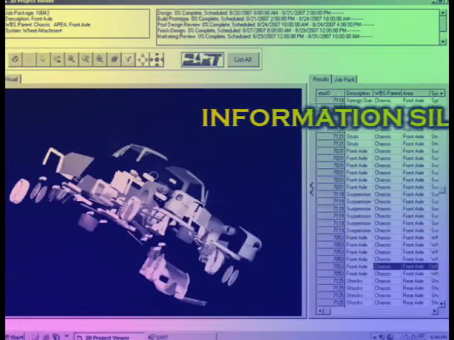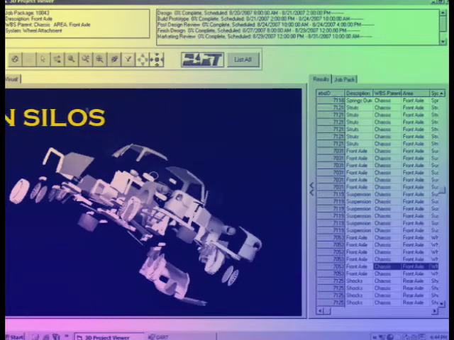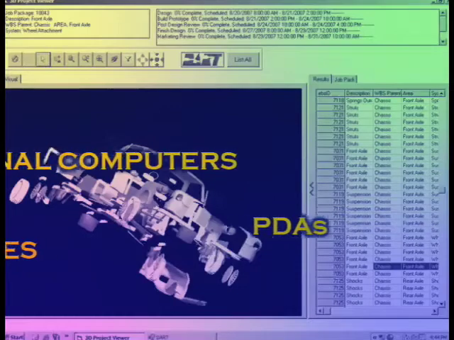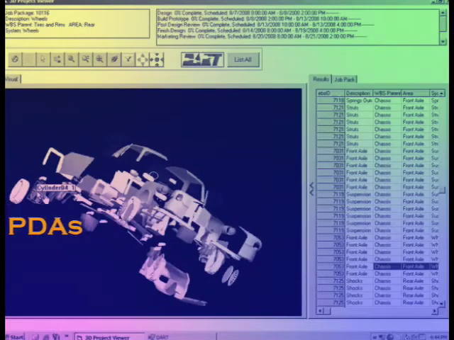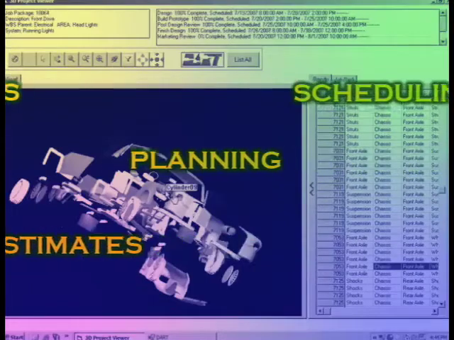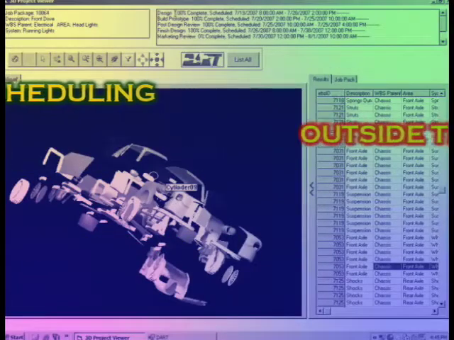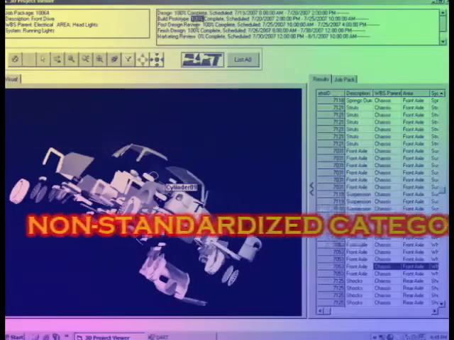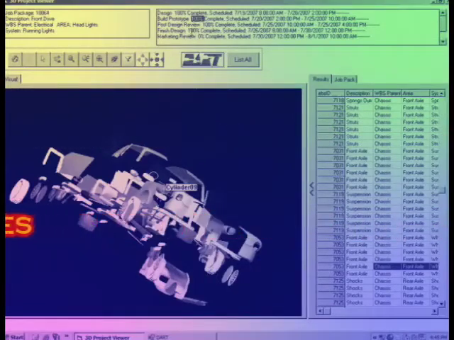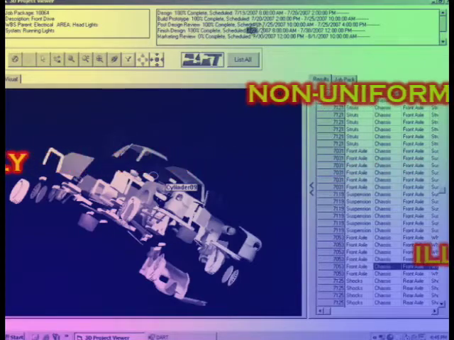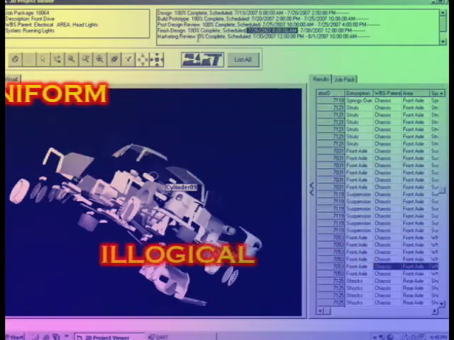Information silos exist everywhere in the business, on mainframes, personal computers, PDAs, and in the heads of our most experienced employees. And projects, estimates, planning, and scheduling are in most cases executed outside the general accounting system in non-standardized categories and later forced into the system non-sequentially and grouped into non-uniform and illogical expense categories.